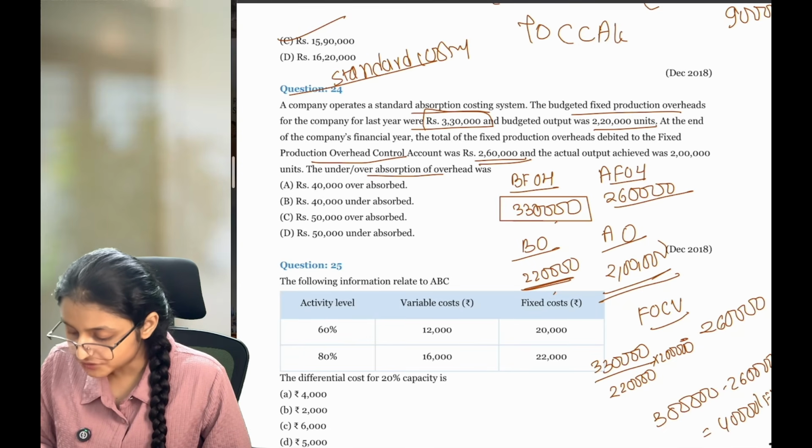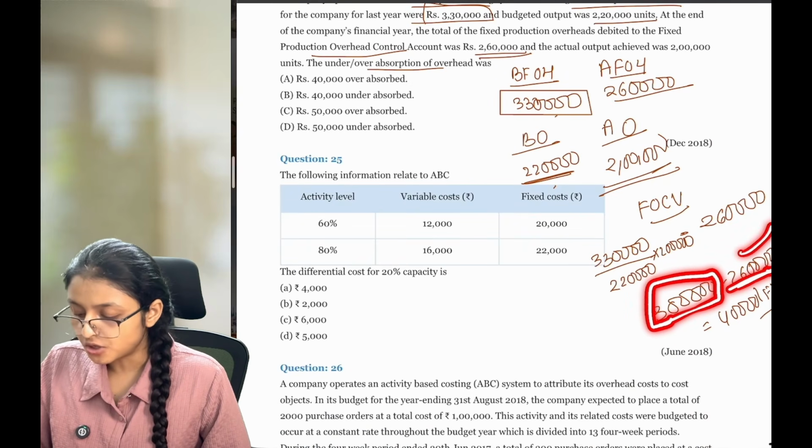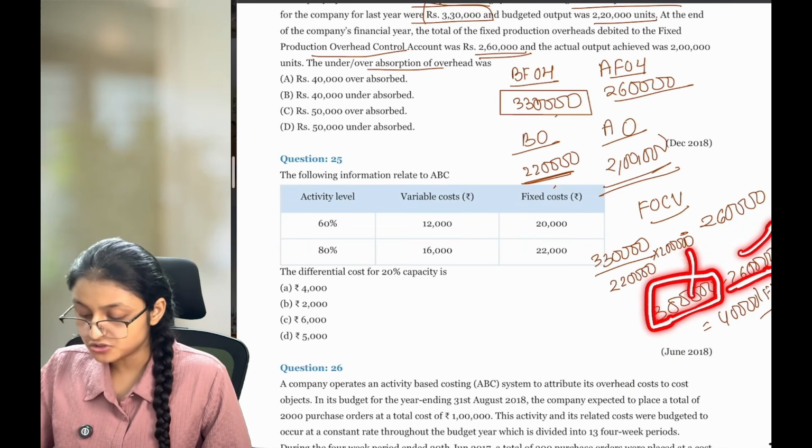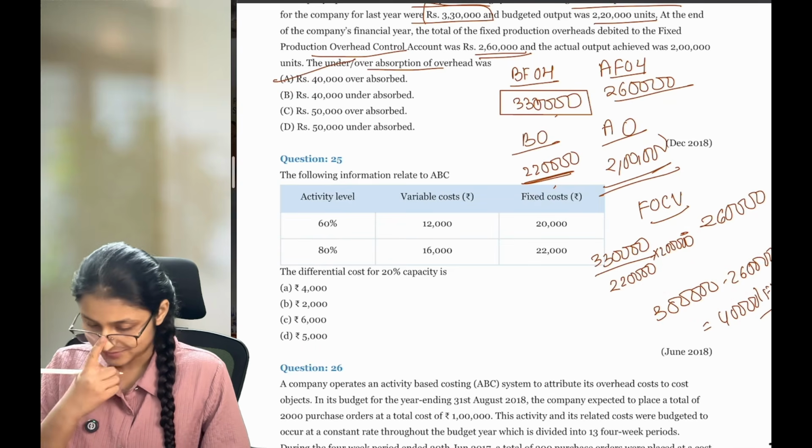Now what does 40,000 favorable show? That you absorbed 3 lakh rupees, but you have to absorb only the actual cost, which is 2 lakh 60,000. That means you absorbed a higher amount. That means over absorption has been done here.